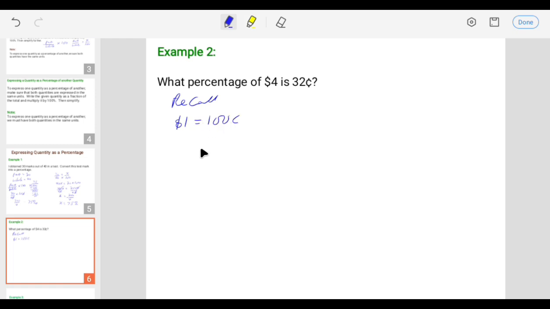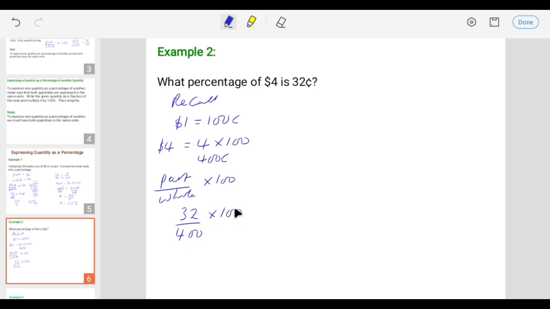Now, if $1 equals 100 cents, then $4 will be equal to 4 times 100, and that will give us 400 cents. Now that we have 400 cents as the whole, the part is 32 cents. Therefore, using your formula, part over whole times 100, this will be 32 divided by 400 times 100.